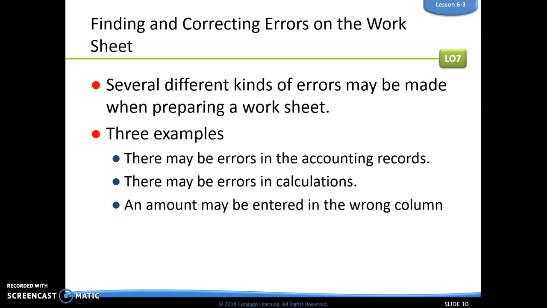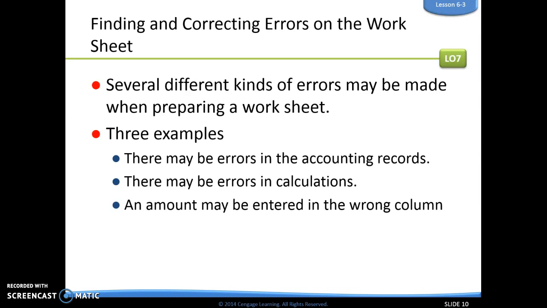Okay, next thing, if that did not work, then we're going to look at our difference and see if our difference can be evenly divided by number 2. If the amount can be divided evenly by the number 2, we want to look then for that amount on our worksheet. What happens is we might have recorded it in the wrong column. So we might have recorded it in a debit when it should have been a credit or vice versa. Okay, so look for that specific number.